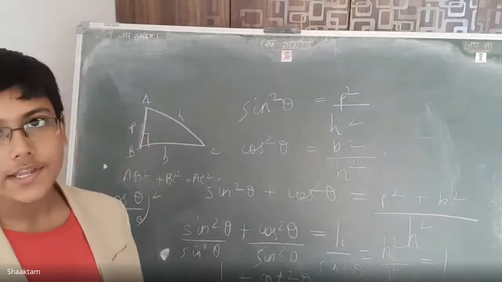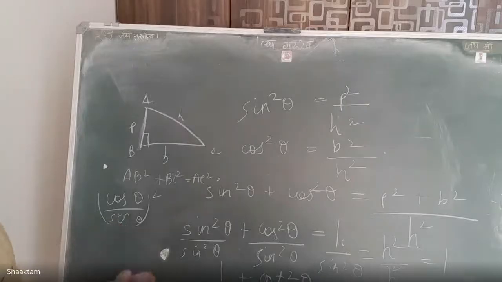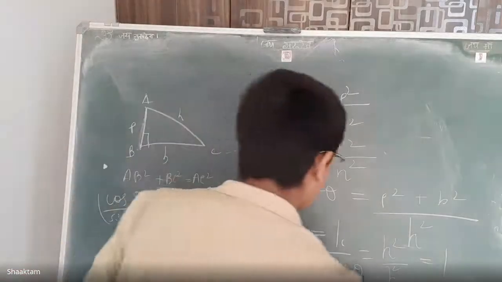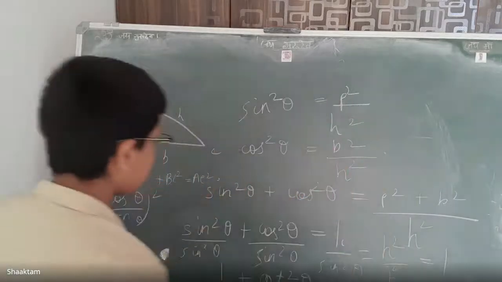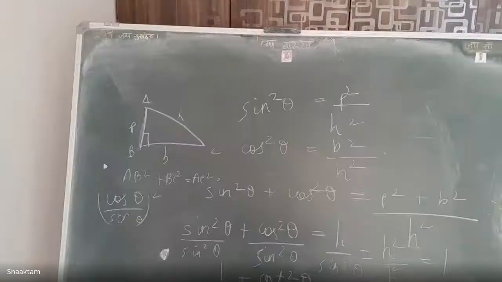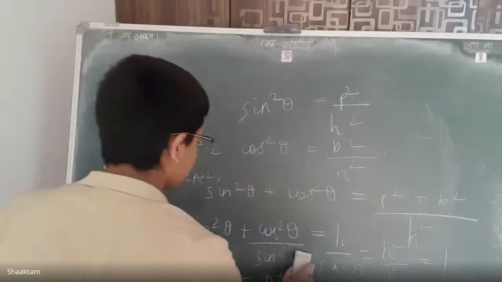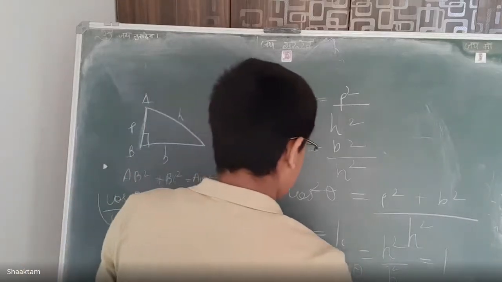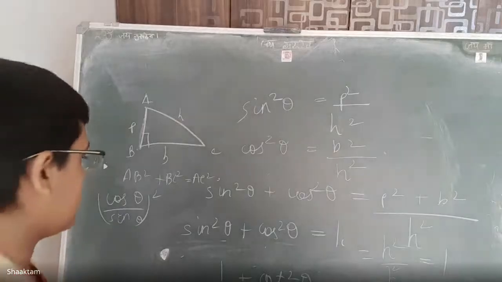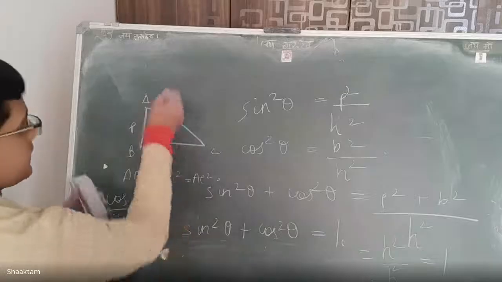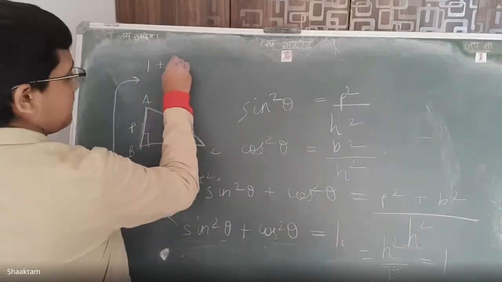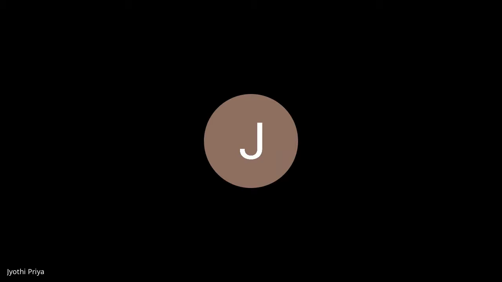Similarly, 1 by sine square theta will be 1 by sine theta the whole square. 1 by sine theta, as we know, is cosec theta. And cosec theta the whole square will be cosec square theta. From this only, I'm getting the current equation, sine square theta plus cos square theta is equal to 1, in this form. Sin square theta plus cos square theta, I had divided by sin square theta. So, I got 1 plus cot square theta is equal to cosec square theta.